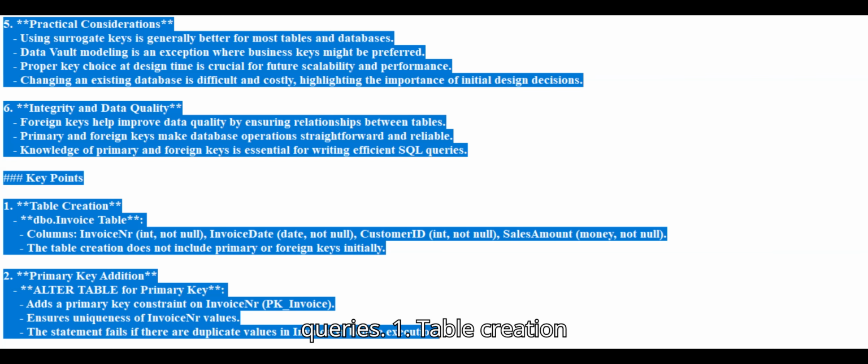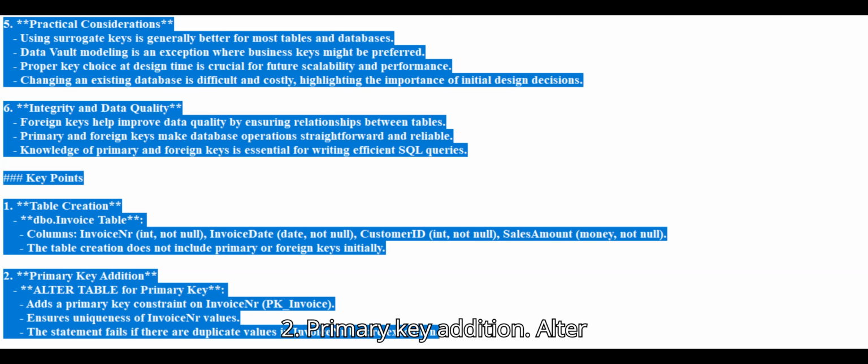1. Table creation. dbo.invoice table. Columns: invoice_nr, int, not null; invoice_date, date, not null; customer_id, int, not null; sales_amount, money, not null. The table creation does not include primary or foreign keys initially.